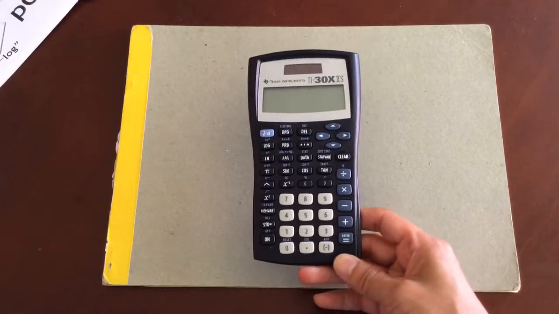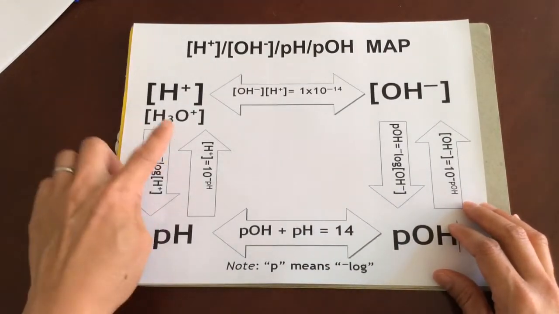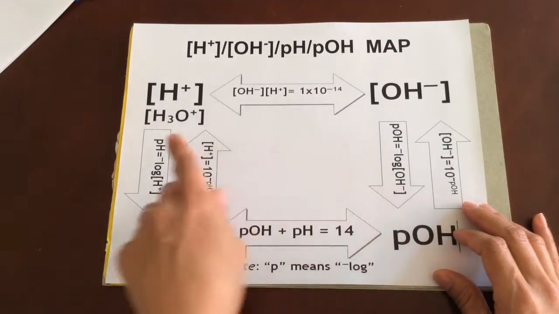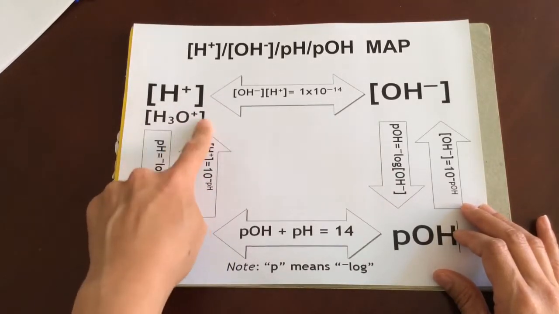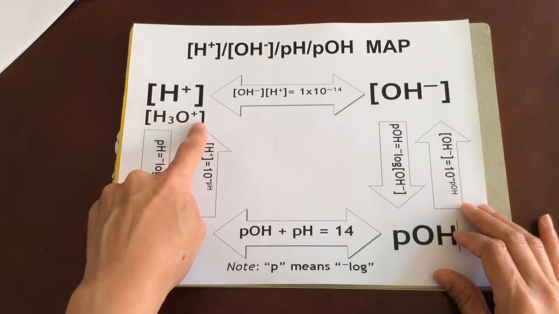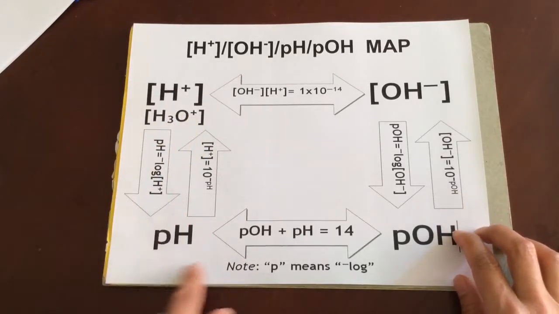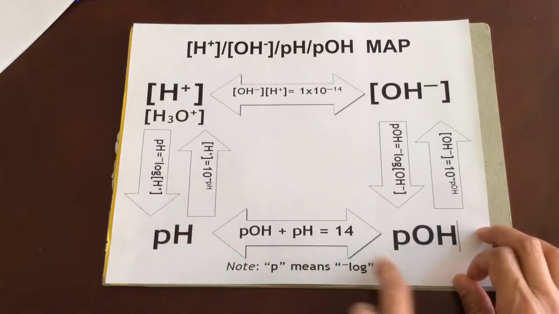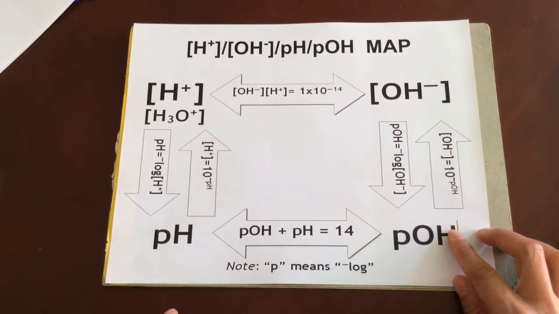So let's look at our concept map. This is a map where the four corners represent either hydrogen ion concentration or hydronium ion concentration, which is, remember, a hydrogen ion with water attached. The hydrogen ion has attached to the oxygen in the water molecule, which makes hydronium. And here you have pH on this corner, pOH on this corner, and the OH concentration on the top right-hand corner.